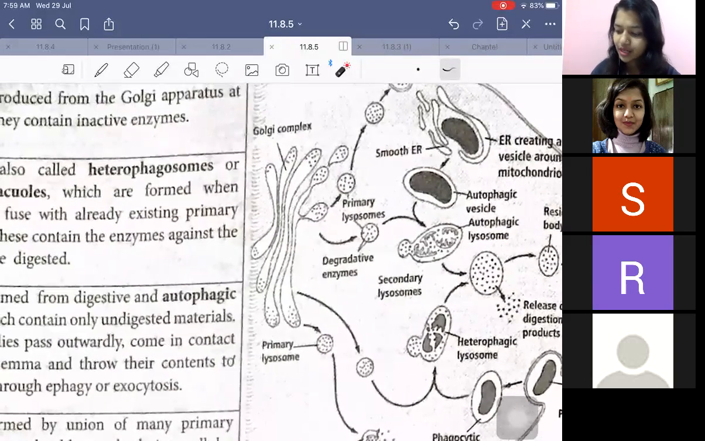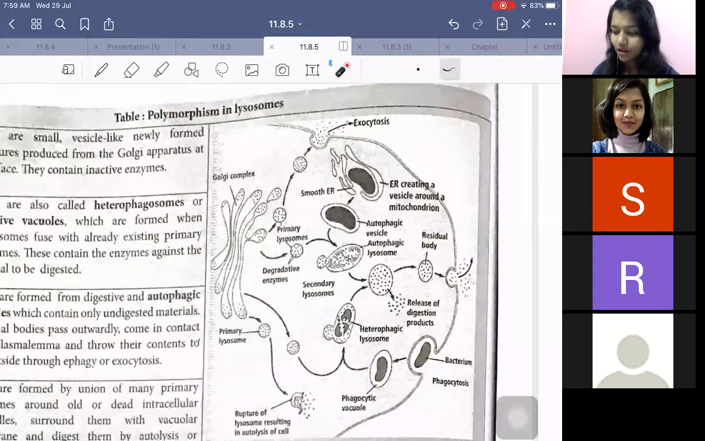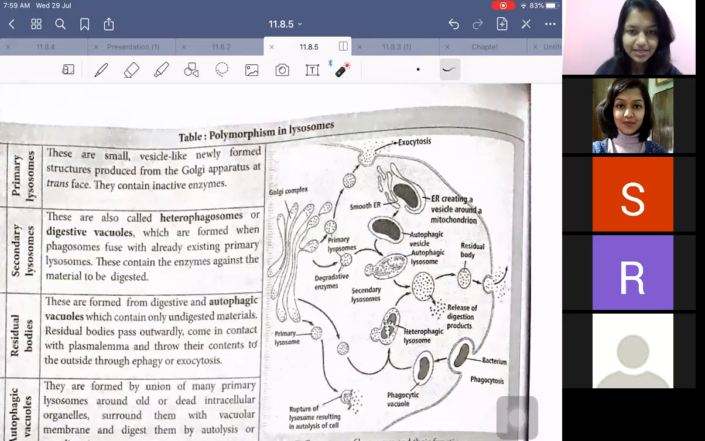Just see it carefully. This is the Golgi complex. From the Golgi complex, can you see? The vesicle has come out, and this vesicle is the primary lysosome. Can you see something has happened here? Secondary lysosome. Right? Primary lysosome, secondary lysosome. What all things are happening? Right now you will not understand. But one thing you can understand, that lysosomes are coming from Golgi bodies. That is clear, right?